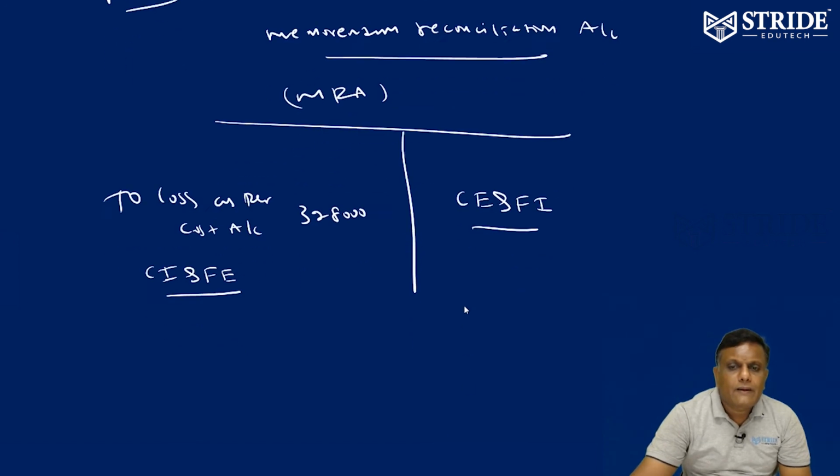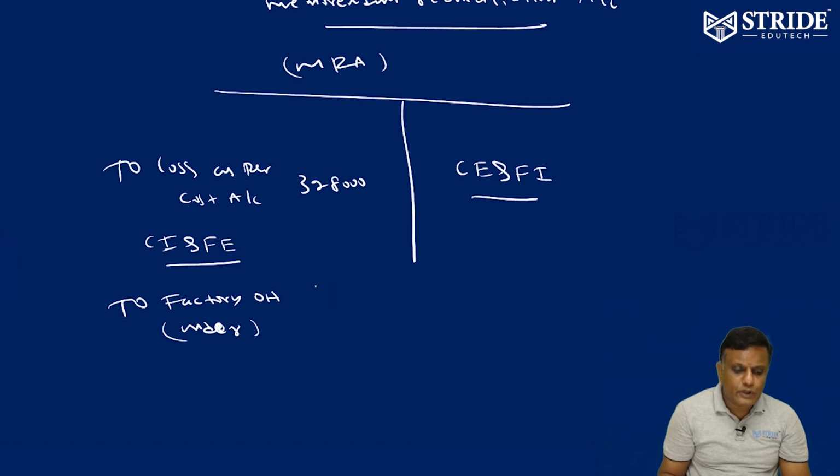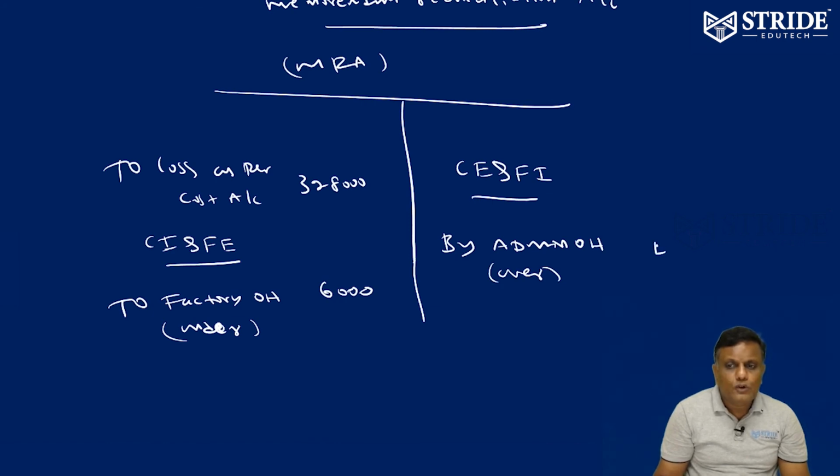Let's see one by one. Alright, first one, factory overheads under recovered, which means expenses in cost are less than expenses in financial. So financial expenses will be more. How much amount? 6,000. So factory overheads are under absorbed by the amount 6,000. Next, administration overheads over recovered. This is more cost expenditure. So admin overhead over recovery 4,000.